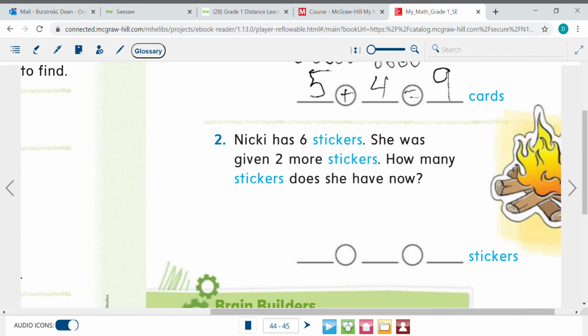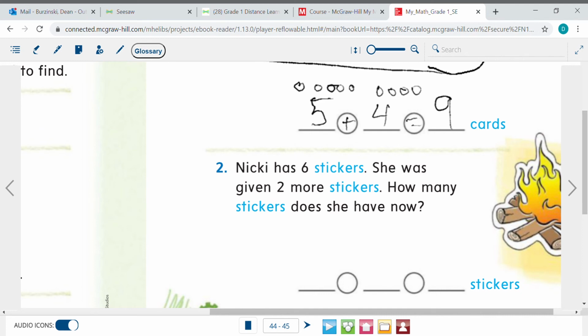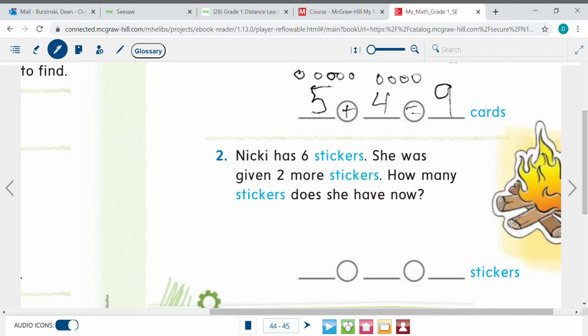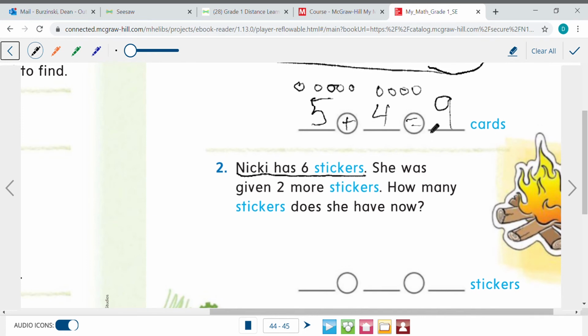Nikki has 6 stickers, and she was given 2 more stickers. Well, we know she has 6. Let's underline that. And we also know that somebody gave her, I don't know if it was her mom or a friend or a sister, but somebody gave her 2 more stickers. And how many stickers does she have now? So that's what we need to find out. Let's circle that.